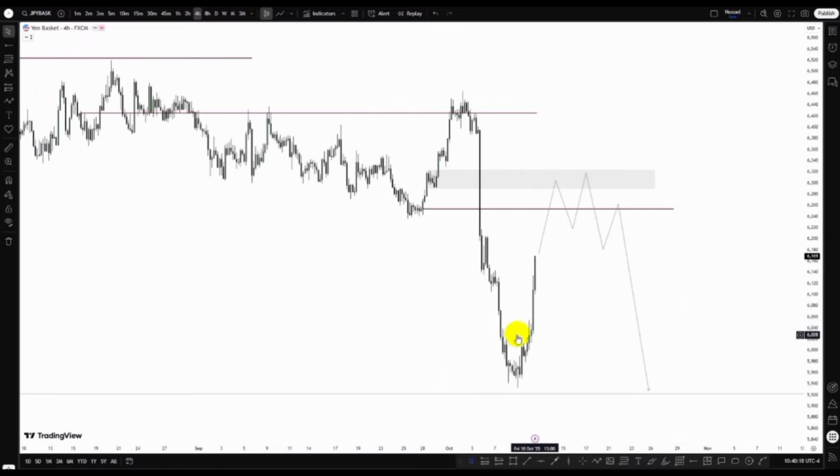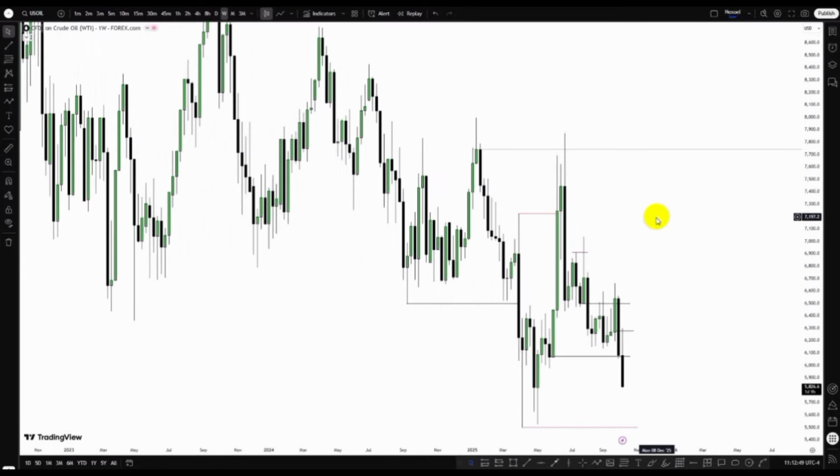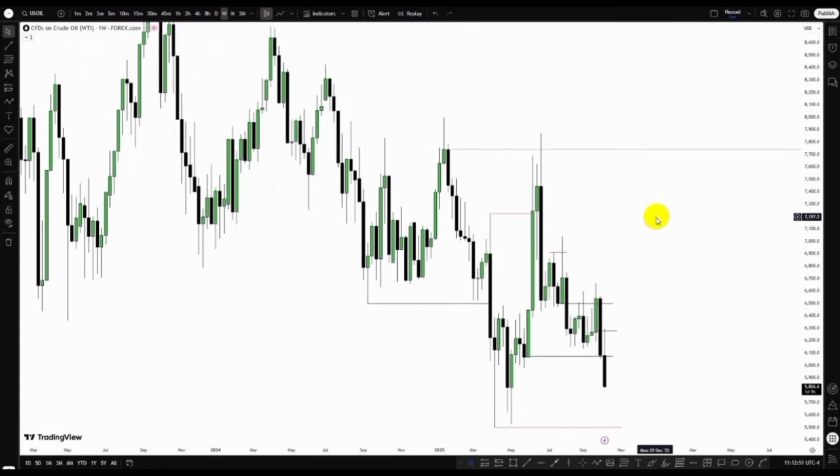Let's look at the next pair for the weekly forecast, Yen US oil, from the weekly time frame. What we're going to see in the crude oil is how price reacted from this rejection block and gave us a bearish reason to the downside, taking this buy side liquidity. Price broke this structure because we had a pullback here that took out this buy side, a strong high.